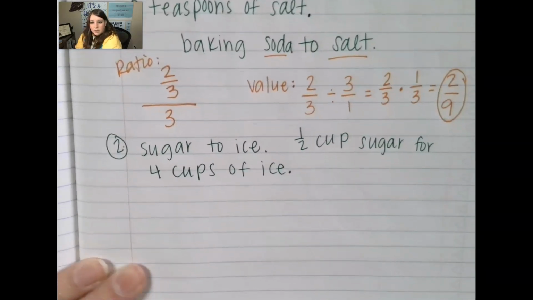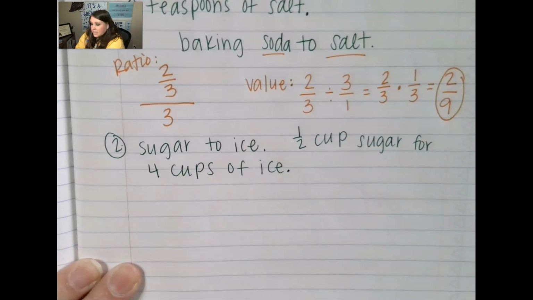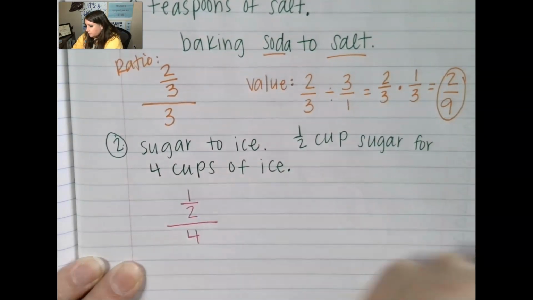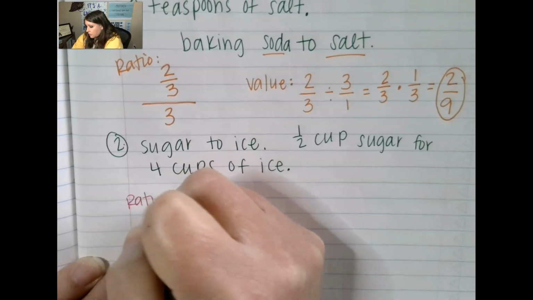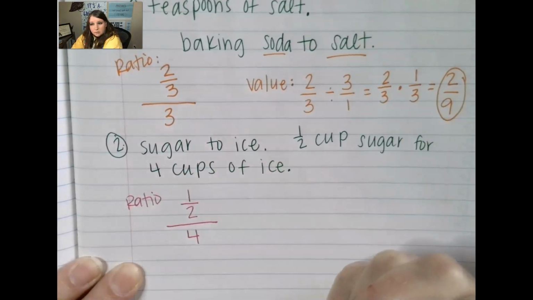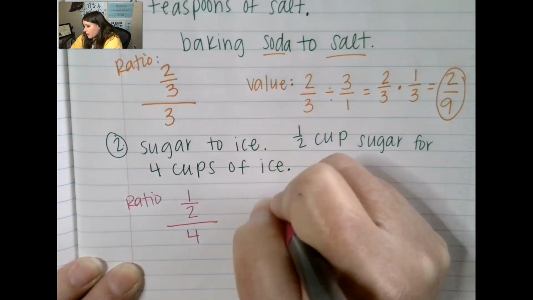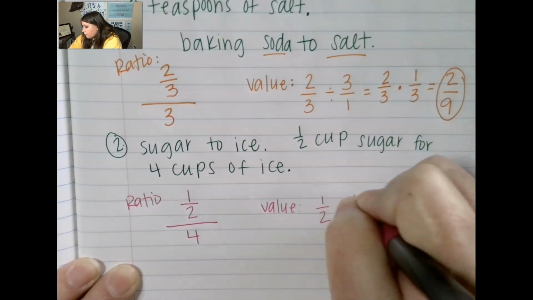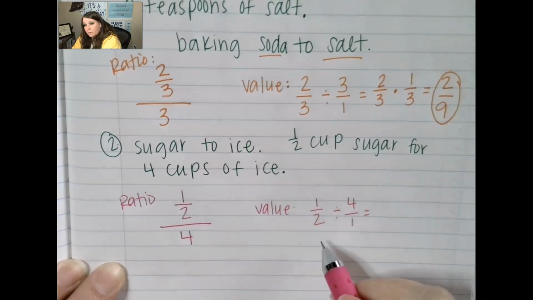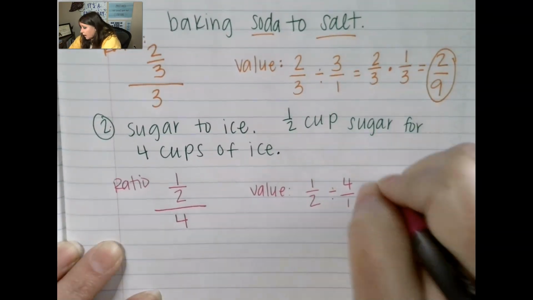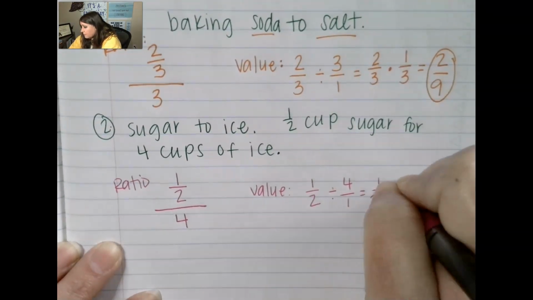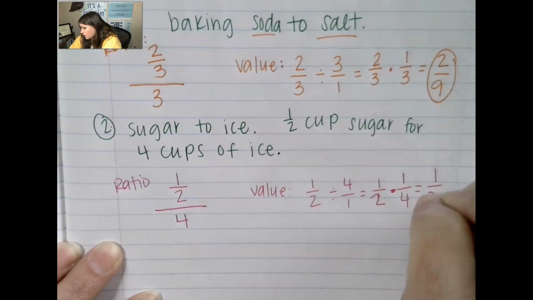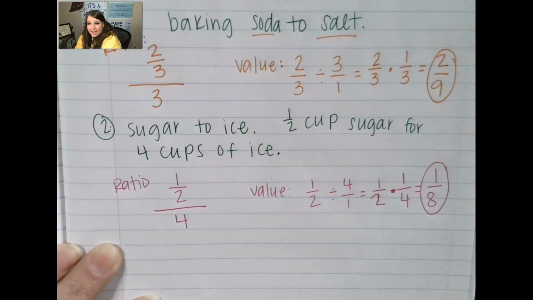Again, number 2. I'm comparing sugar to ice. I have 1/2 cup for every 4 cups. So here's my ratio: 1/2 to 4. And to find the value, I'm just going to use division. So 1/2 divided by 4/1. I'm going to use keep, change, flip because that's how I divide fractions. I'm going to keep 1/2, multiply it by 1/4, and that gives me 1/8. So the value is 1/8.